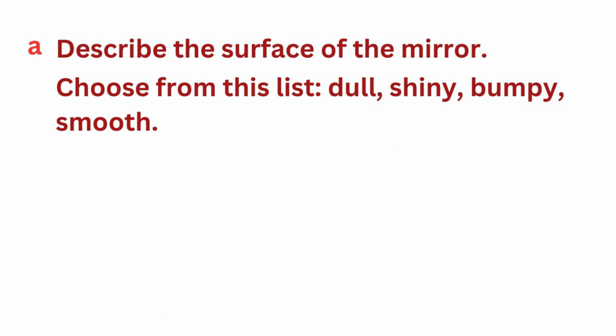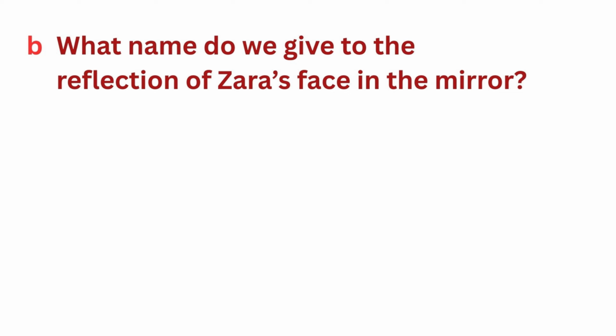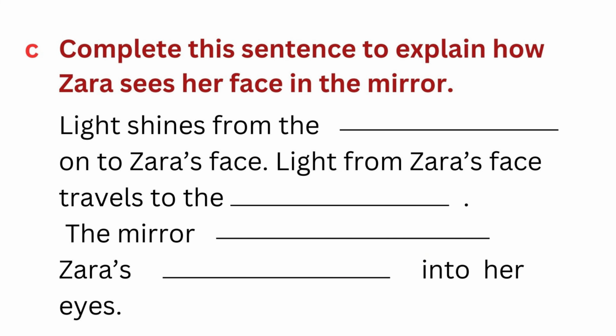A. Describe the surface of the mirror. Choose from the list: dull, shiny, bumpy, smooth. Smooth and shiny surface. B. What name do we give to the reflection of Sarah's face in the mirror? Image. C. Complete the sentence to explain how Sarah sees her face in the mirror.